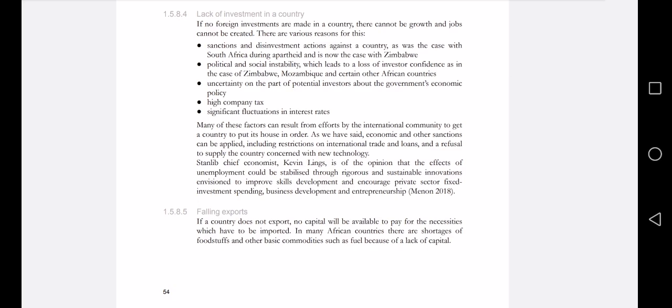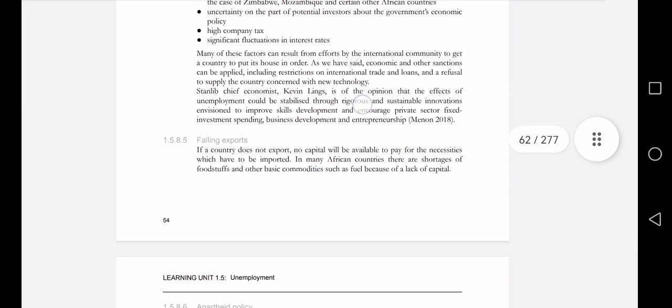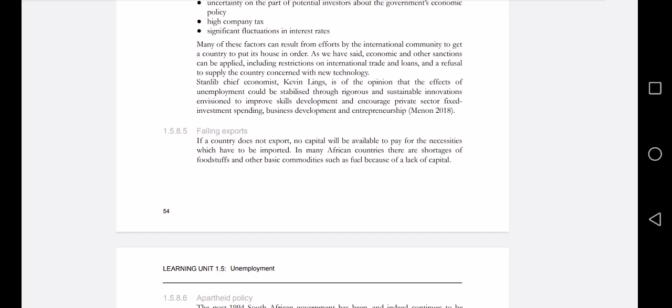Uncertainty on the part of potential investors about the government's economic policy, high company tax, and significant fluctuation in interest rates. Many of these factors can result from efforts by the international community to get a country to put its house in order. As we have said, economic and other sanctions can be applied, including restrictions on international trade and loans and the refusal to supply the countries concerned with new technology.